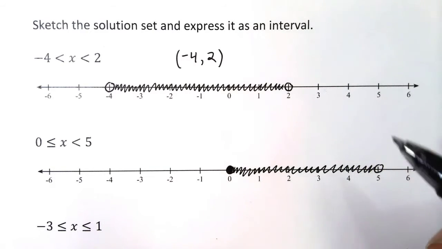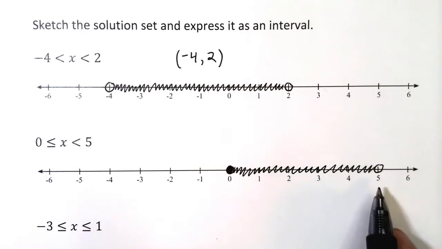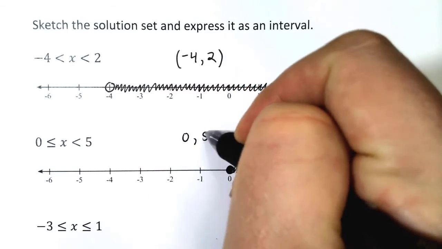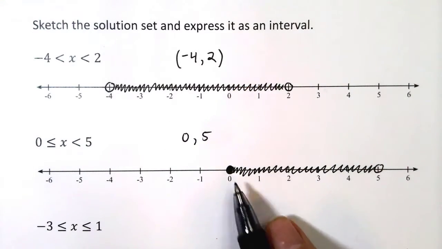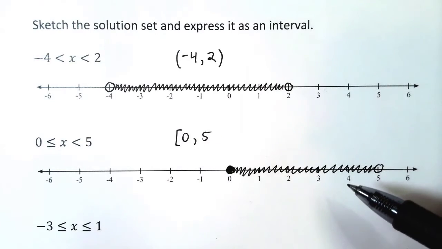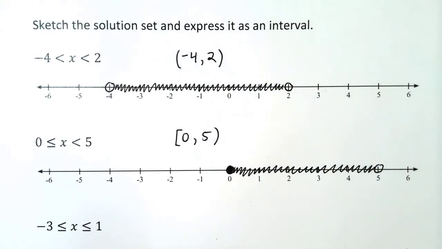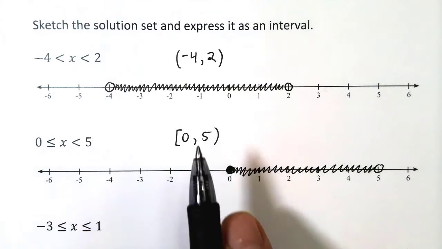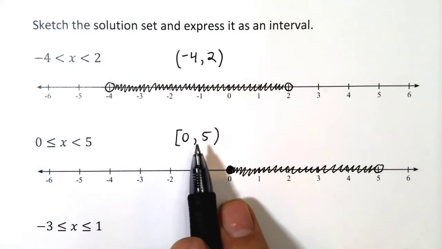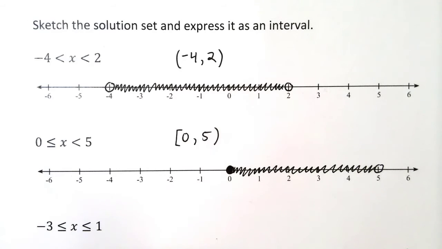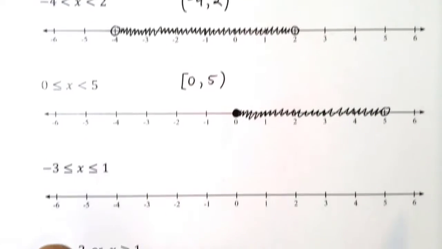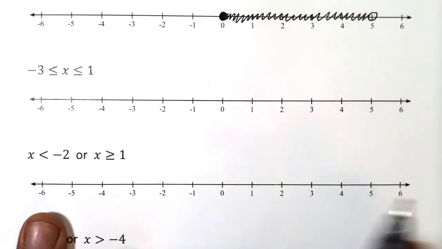So as an interval, I would write this from 0 to 5. I include 0, so I use a square bracket. And I do not include 5, so I use a round parentheses. And again, make sure that the number on the left is less than the number on the right. Otherwise, you've done something wrong. All right, let's look at this one.